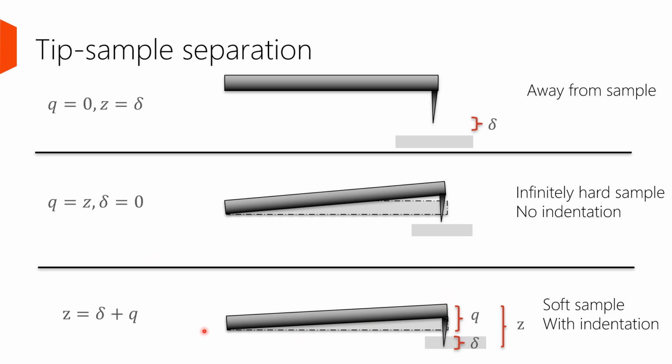In the third example, the tip is in contact, indenting a soft sample. So in this scenario, the z piezo movement is the sum of the deflection of the cantilever and the indentation itself.